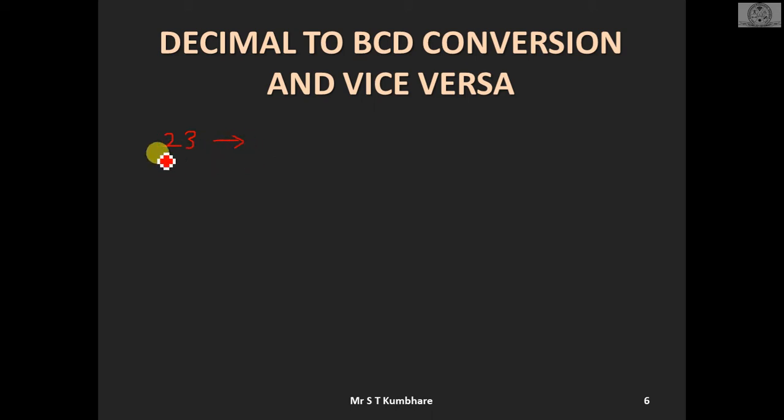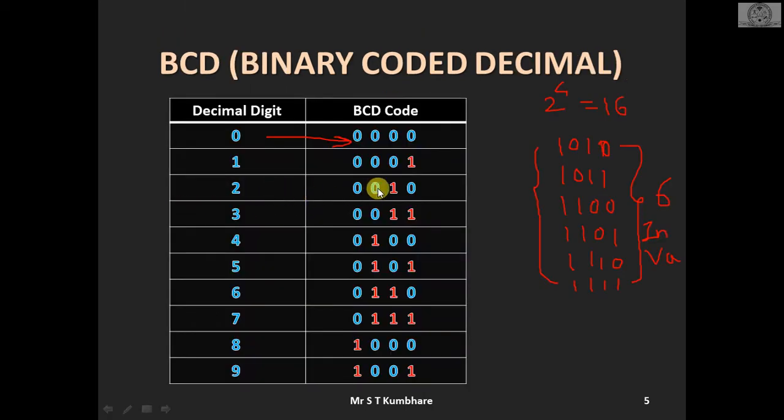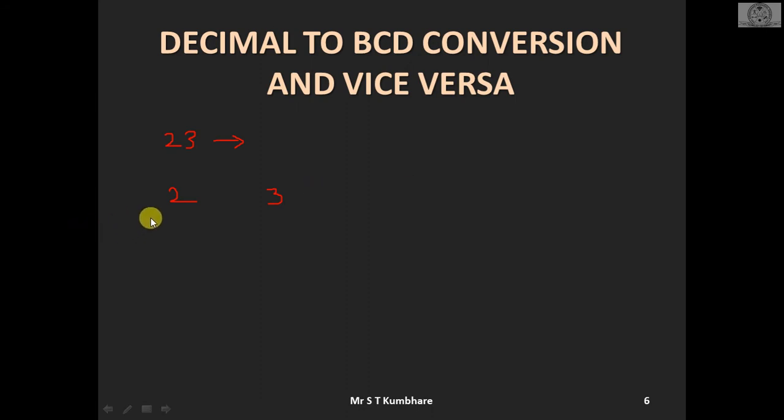What you will do, we will segregate these digits 2 and 3. For 2, whatever BCD code we have, we have to mention. You can find it from this table. So for 2 it is 0010. For 3 it is 0011. No need to remember. I have already told you how to look. 2 raised to power 0, 2 raised to power 1, 2 raised to power 2, 2 raised to power 3. That is 8, 4, 2, 1.